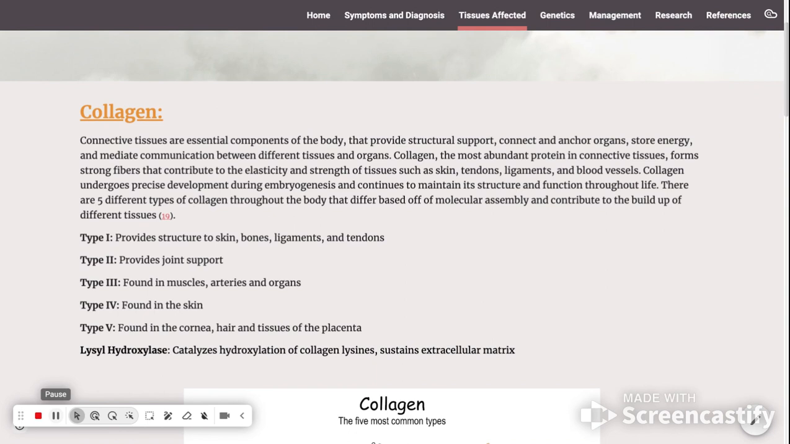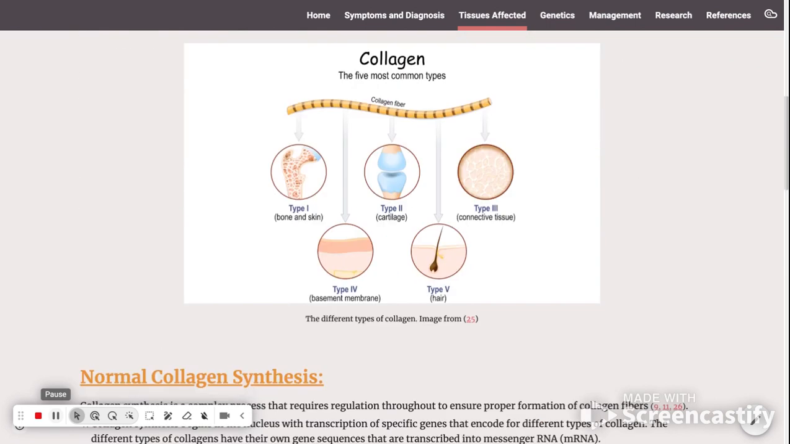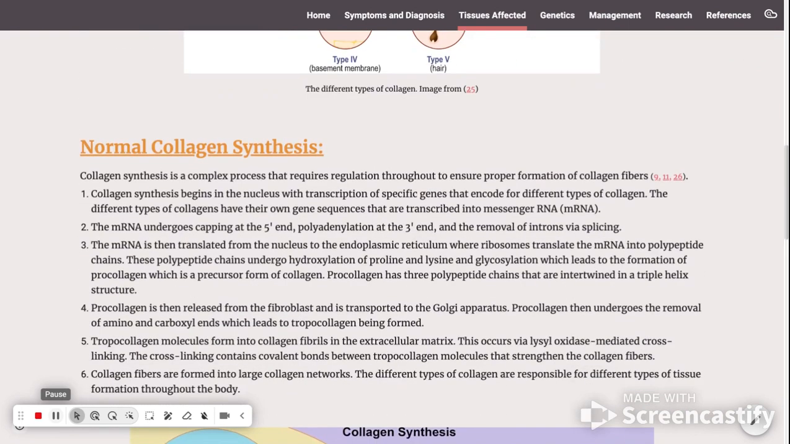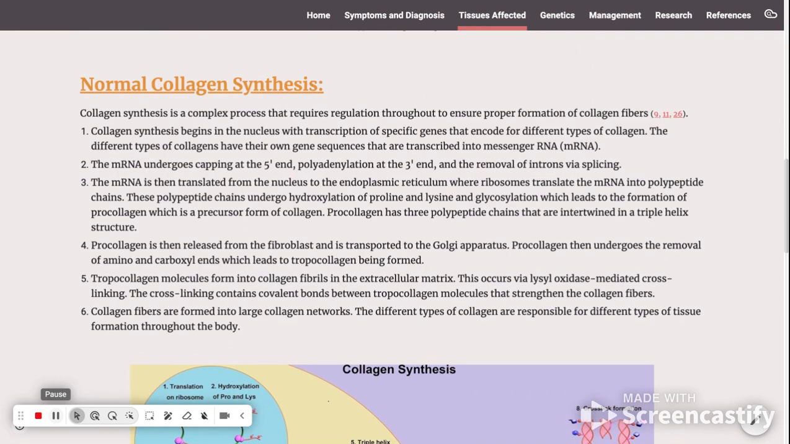It's important to note that lysyl hydroxylase also plays a role in collagen formation, and this basically helps sustain the extracellular matrix. Now, before we begin discussing Ehlers-Danlos syndrome and its impacts on collagen, we need to understand normal collagen. So collagen synthesis begins with the transcription of specific genes that encode for these collagen proteins. There's many genes involved, for example, the COL1A1 and COL1A2 genes, and the genes are typically located on chromosomes and contain the genetic information for collagen production.